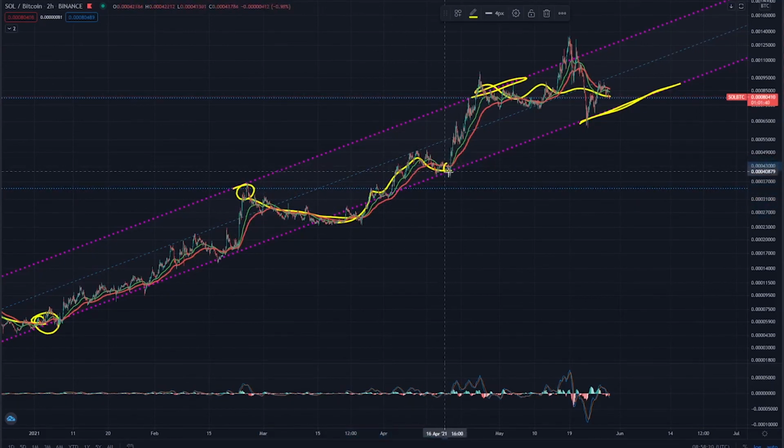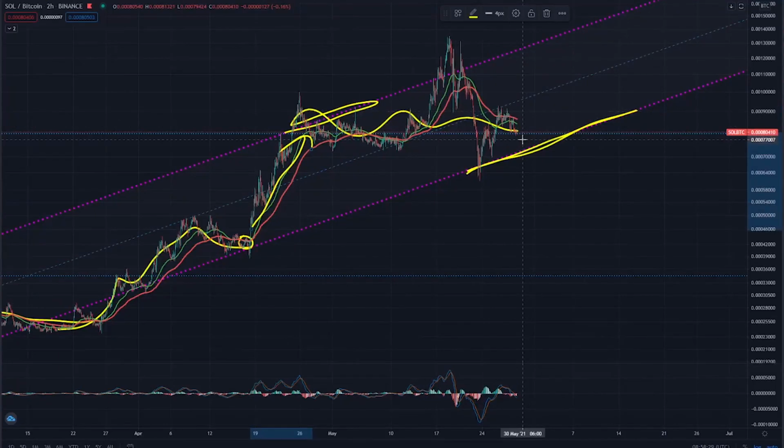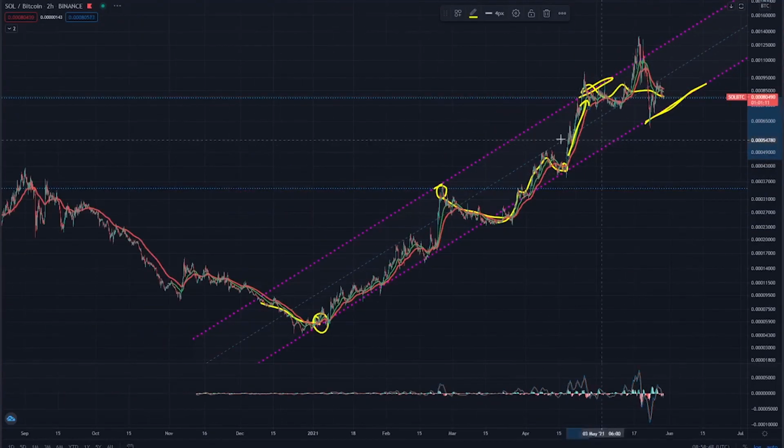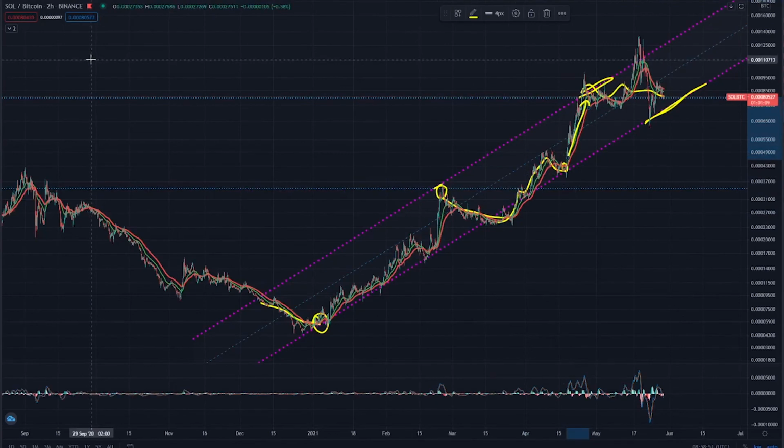And also here in the middle of April, that was before the last huge leg up, so I would expect some similar behavior in this ratio. But this doesn't necessarily mean the SOL token will go up in price. It could also mean, because it's just relative to Bitcoin, that the price of SOL will drop quite a bit less than Bitcoin if there is some continuation of the downtrend in the crypto markets.